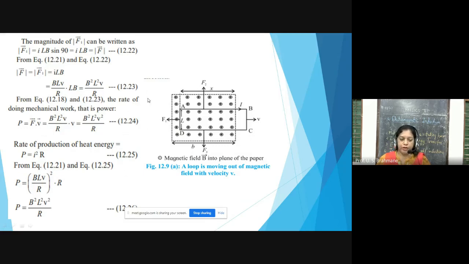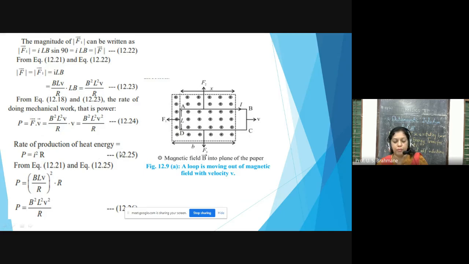That means the rate of doing mechanical work, that is power, is equal to the rate of production of heat energy. See here, because of this mechanical work, heat is generated. Remember. So here we can compare 12.24 and 12.26. The rate of doing mechanical work, that is power, is equal to the rate of production of heat energy.